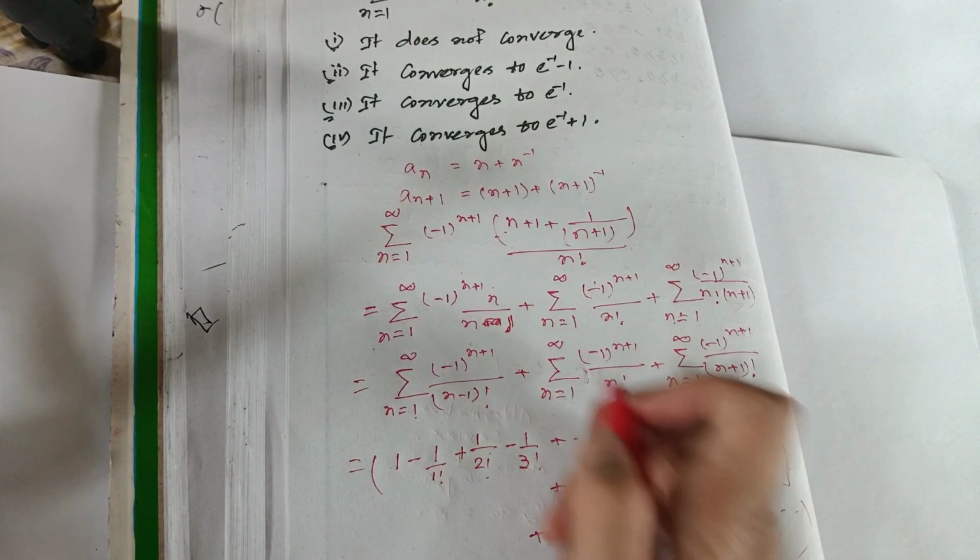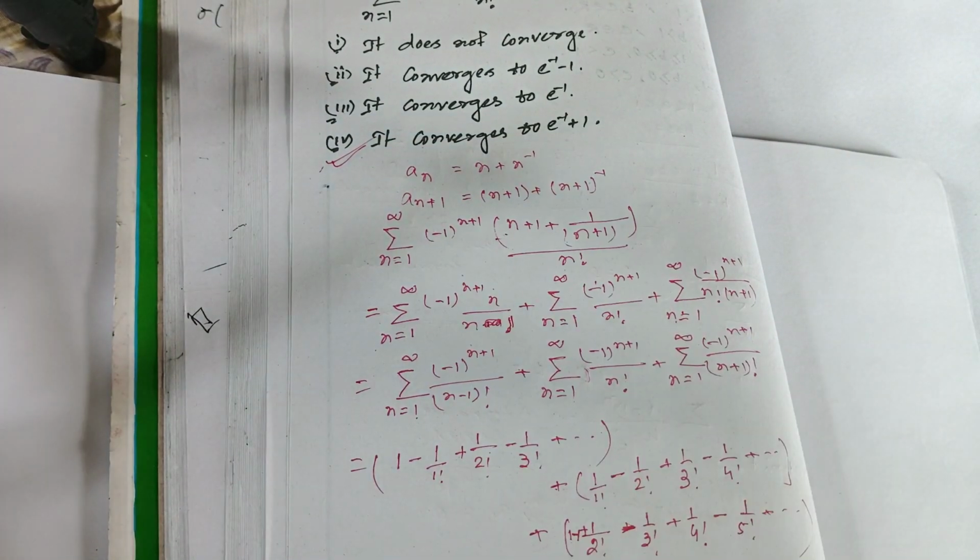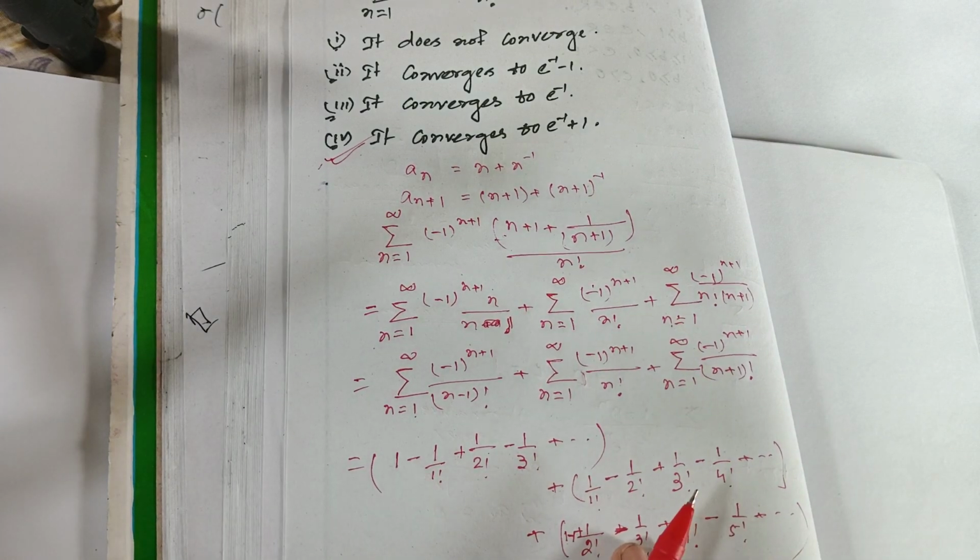So which is equivalent to option 4. So option 4 is correct. It converges to e to the power minus 1 plus 1. I hope it is clear to everyone.